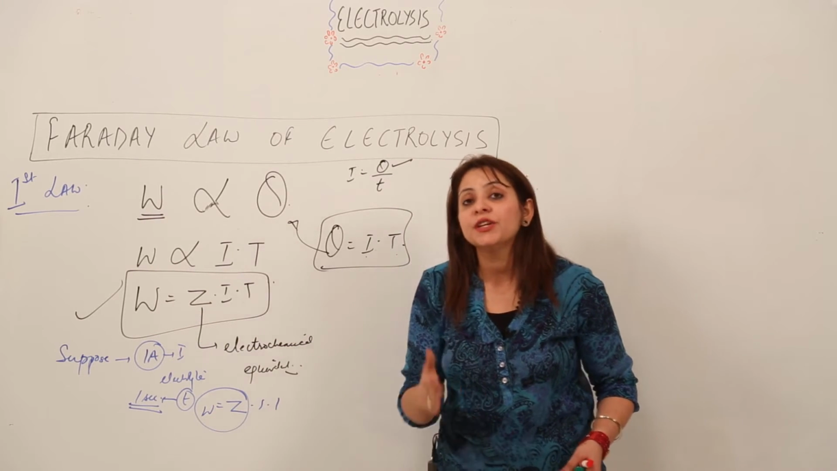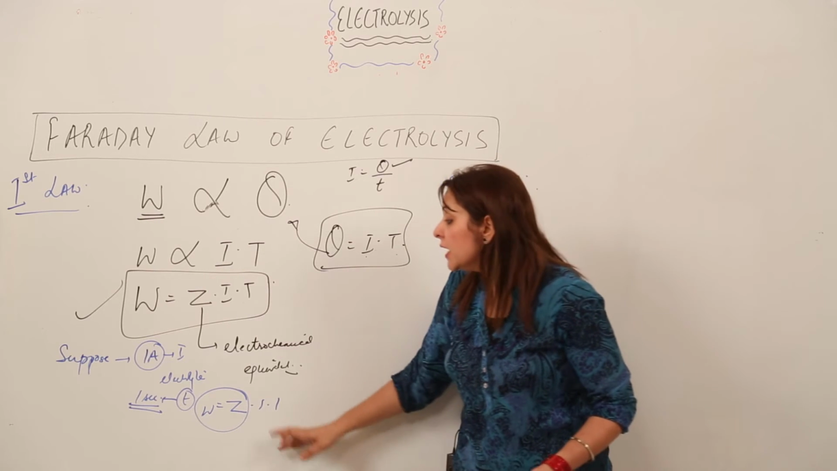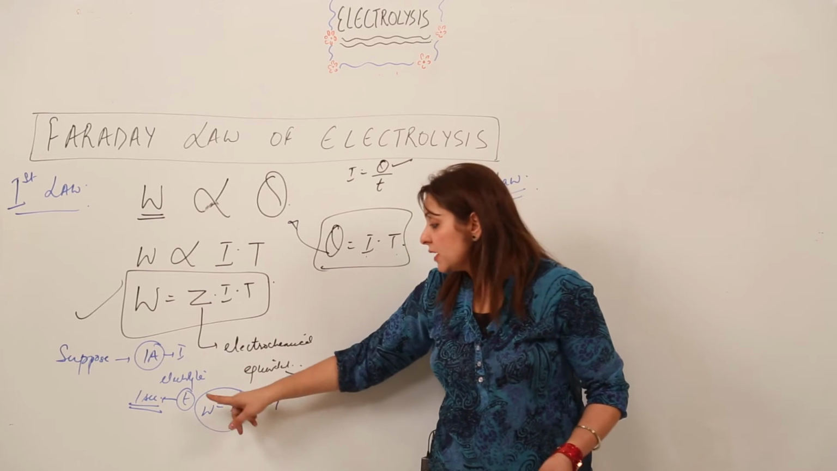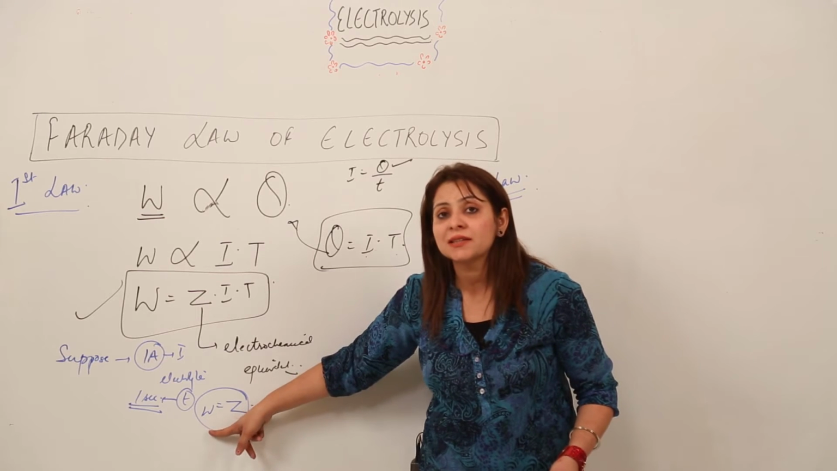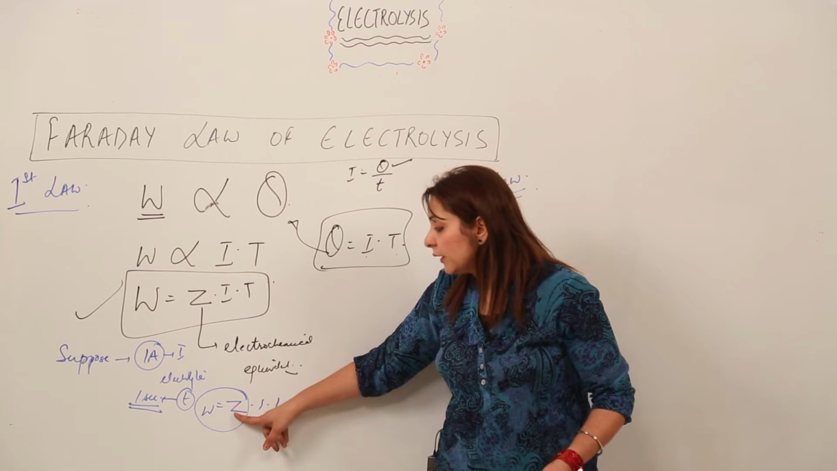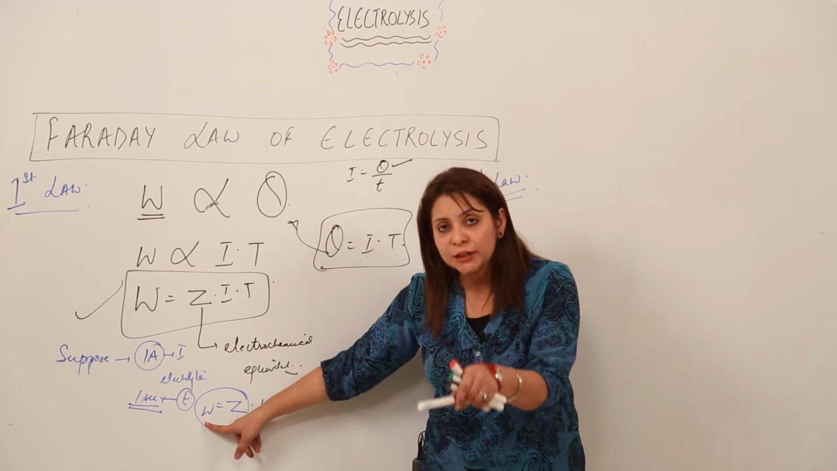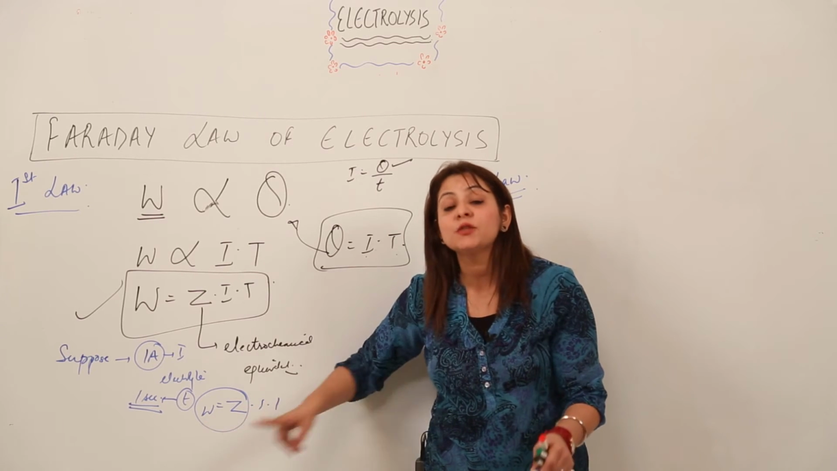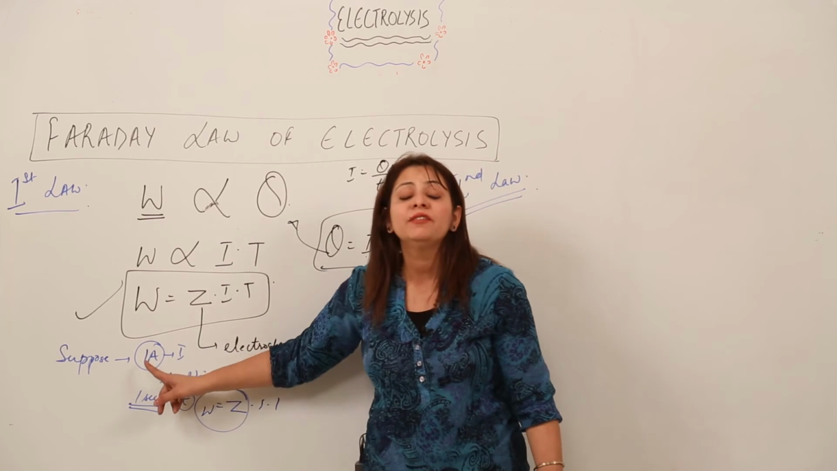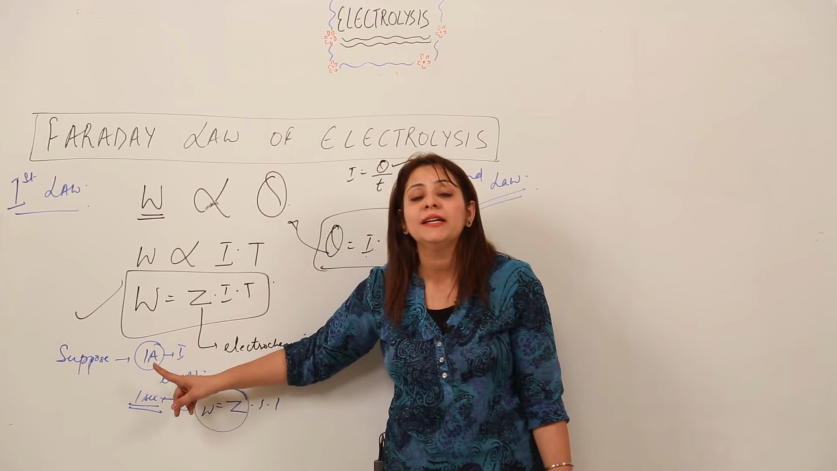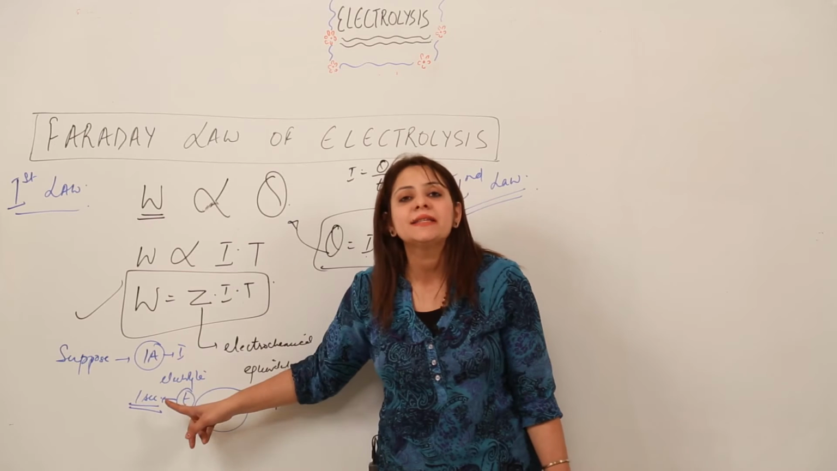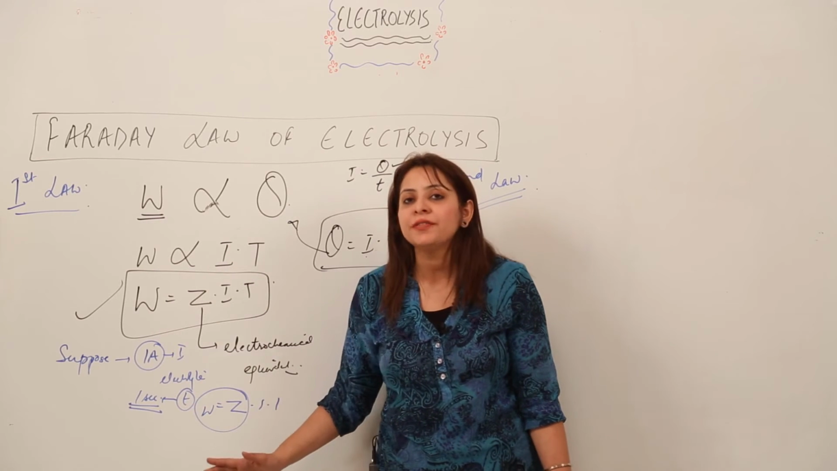Then write the definition: electrochemical equivalent is equal to the weight of substance deposited at an electrode after electrolysis, under the condition when 1 ampere current is passed through an electrolyte for 1 second. So this is how you are going to define it.